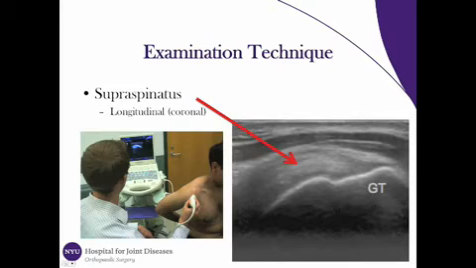You can see the supraspinatus tendon demarcated with the arrow in red. GT is the greater tuberosity. You can see the supraspinatus tendon coming over the humeral head and inserting on the greater tuberosity. The following video will demonstrate the appropriate technique.